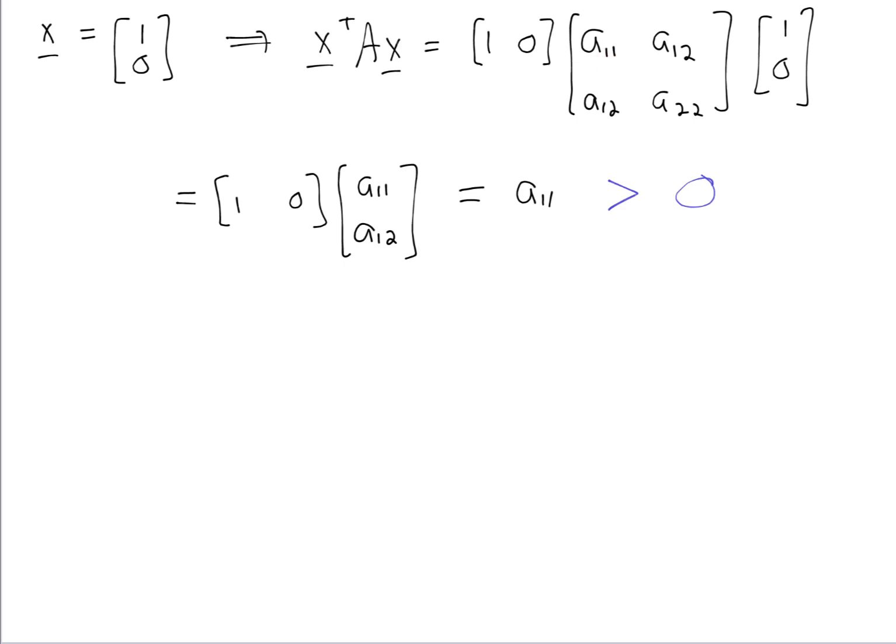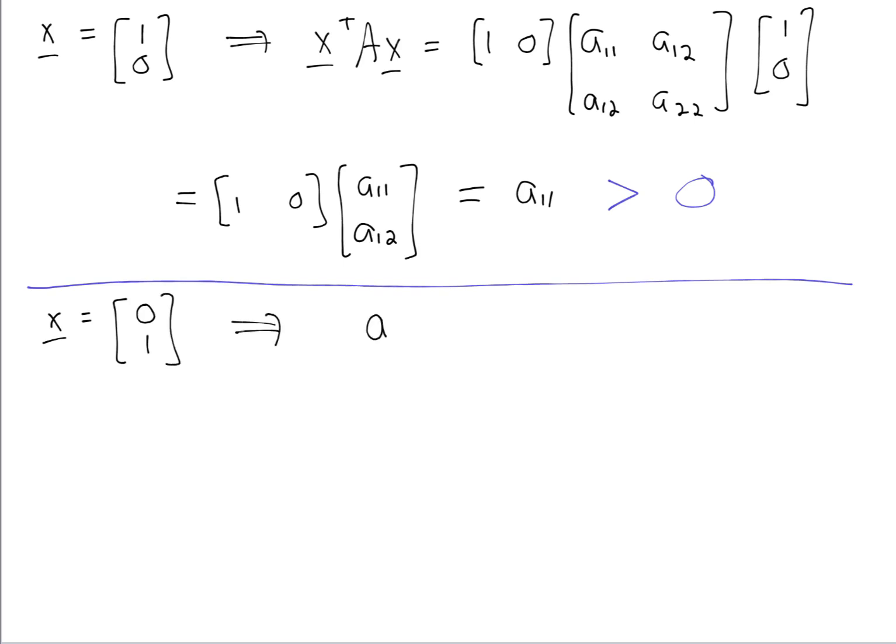Note, if we chose x to be 0, 1, the same analysis would tell us that A22 has to be positive. And this will generalize. It is the case that for a symmetric positive definite matrix, all of those diagonal entries are positive. So let's summarize what we've just seen in an example in a theorem.